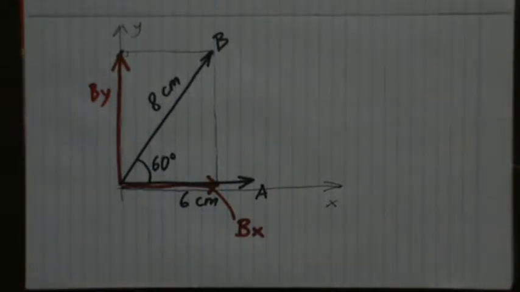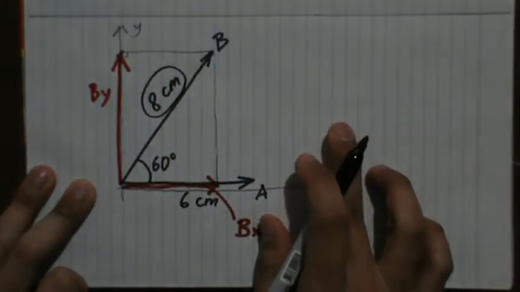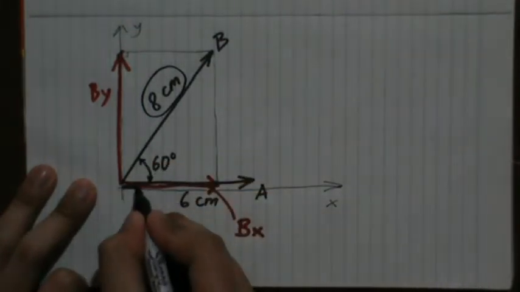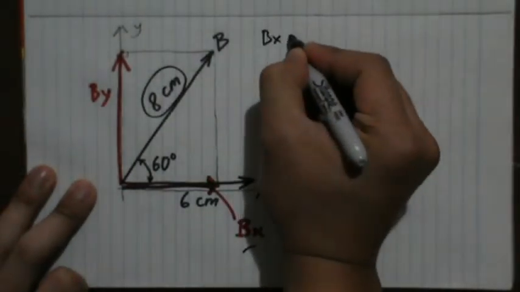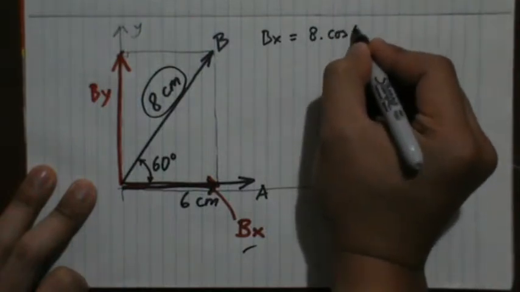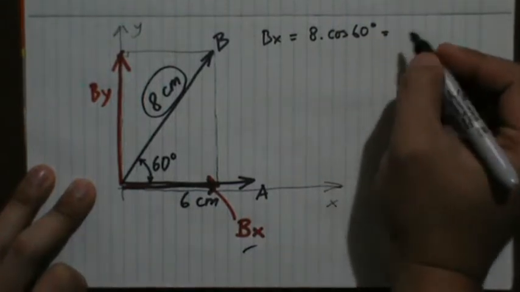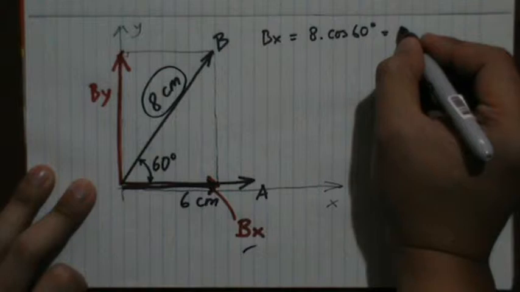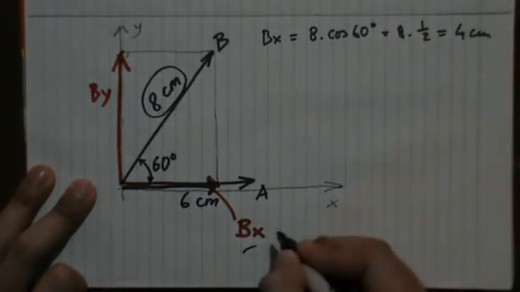And we already calculate that if the magnitude of vector b here is 8 centimeter and this is 60 degree, so the magnitude of bx here is 8 centimeter times cosine 60, and cosine 60 is 1/2, so we get 8 times 1/2, 4 centimeter.